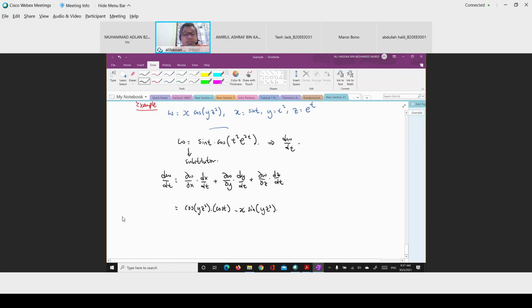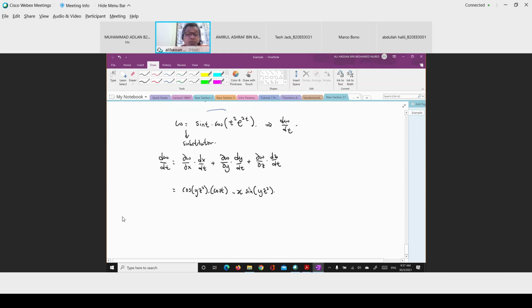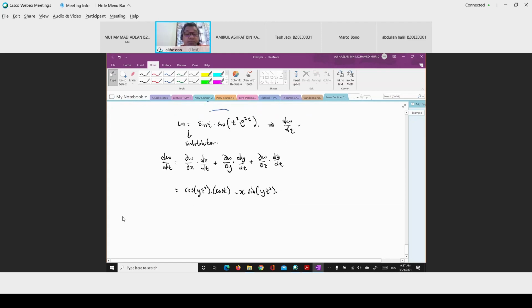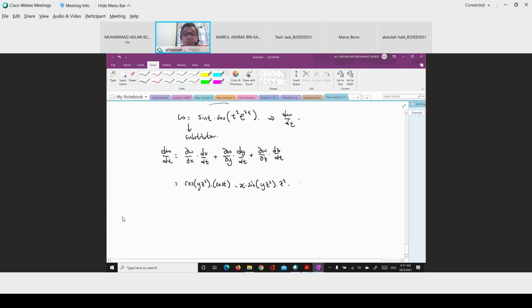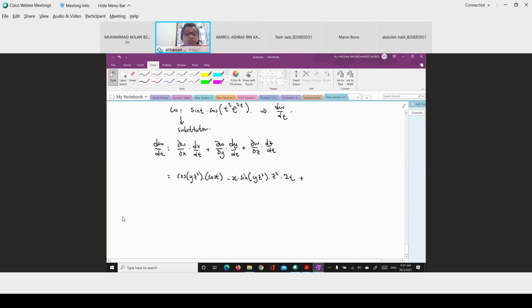And then you differentiate the inner function yz squared with respect to y, which is z squared, right? Z squared. And dy dt is equal to 2t. Yeah, 2t. And then what about w partial z?